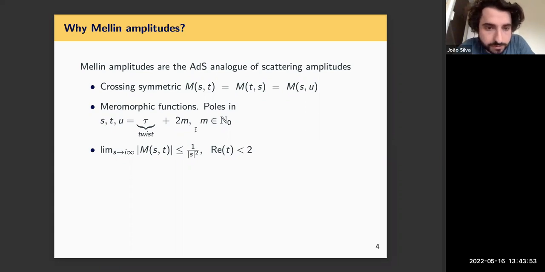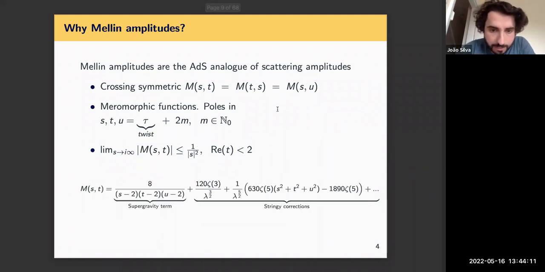Okay, so this amplitude, as I was saying, is a meromorphic function. It has these poles, and it can be argued that it is bounded in the Regge limit in this way. So it decays with 1 over S squared. This basically follows from causality in AdS. So we want to use this fact. Now let me consider the specific case of the Mellin amplitude that we are considering.